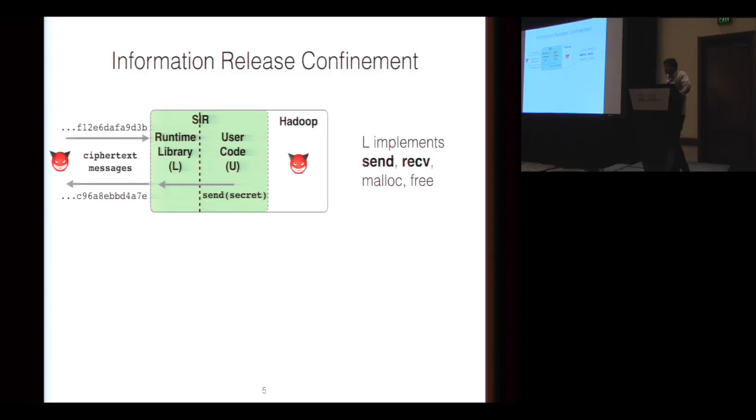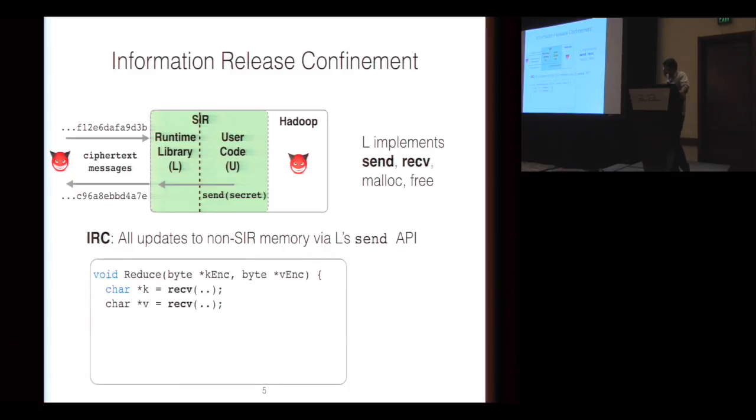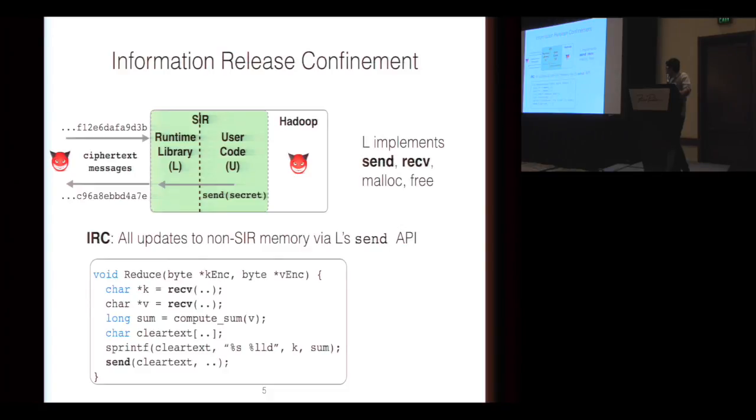Instead of considering arbitrary user applications, we want to put some constraint. We want to make sure that the user code doesn't modify untrusted memory on its own, that it has to interact with the external world through this send API. With this design, the code from the previous slide, the key value pairs can be brought in by invoking receive. And instead of dealing with encryption, the runtime library does the encryption for you.